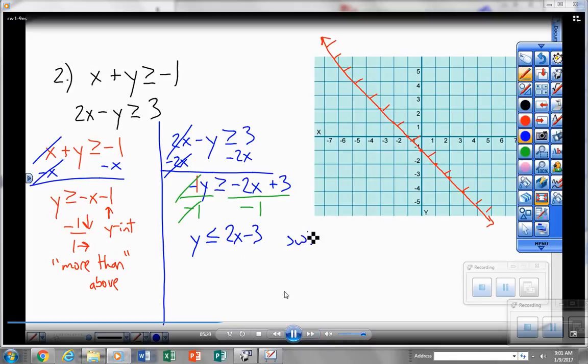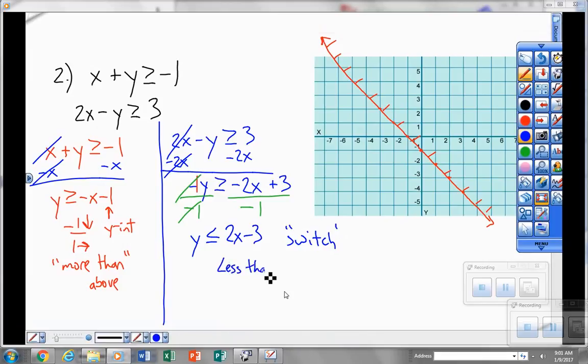So that new inequality is y is less than or equal to, because I divided by a negative 1, 2x minus 3. So I'm going to go to negative 3 on the y-axis. Over 1, up 2 is my slope. Over 1, up 2, over 1, up 2. That will be a solid line. Make sure you're able to stair step both directions. And that is less than, so I will shade below.